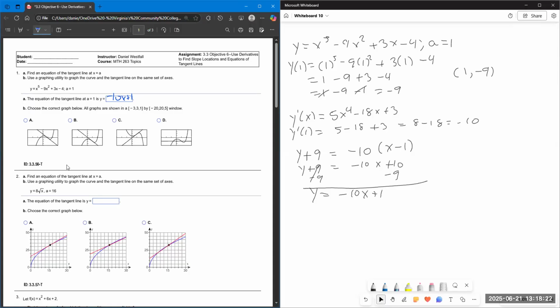Then this function has a negative y-intercept, so it can't be that one. And it is cubic or fifth degree, so it can't be that one. And the equation of the tangent line is not constant, so it's got to be this one.